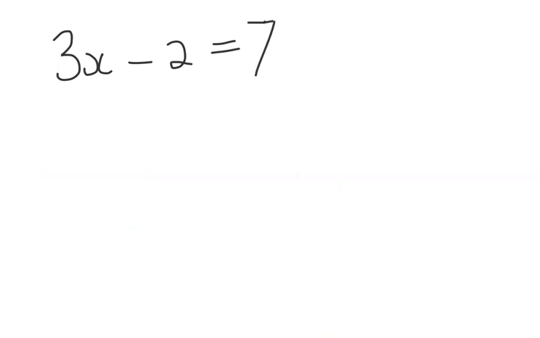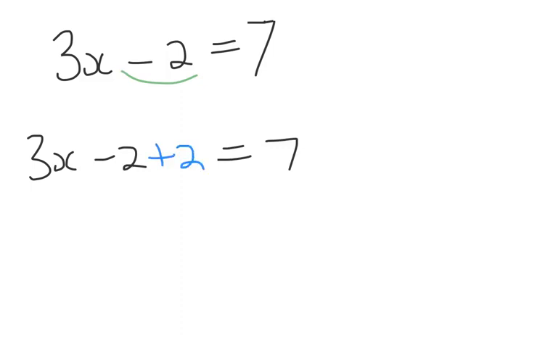So now again, you want to get rid of the minus 2. So first, just keep it like that. To get rid of the minus 2, we are going to plus 2 on the left and plus 2 on the right. So on the left, we only have 3x. And on the right, we're going to have 7 plus 2, which is 9.